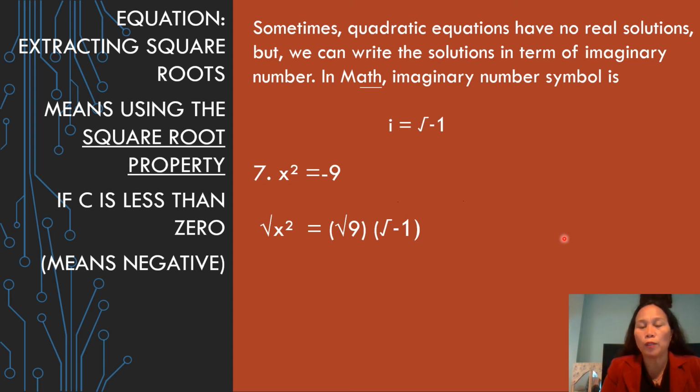Follow nyo lang kung ano yung given. And then, alam natin ang square root of positive 9 is 3. So, positive and negative 3i. Again, palitan natin itong square root of negative 1 ng i. So, we have two solutions that are called complex. No real solution.